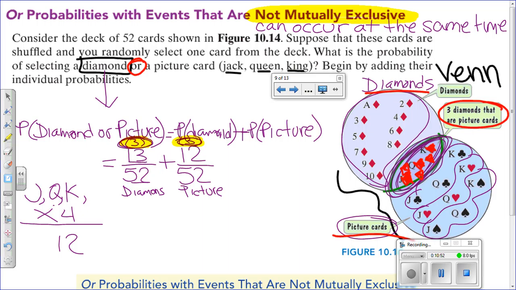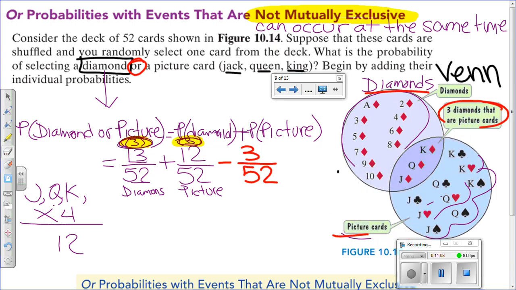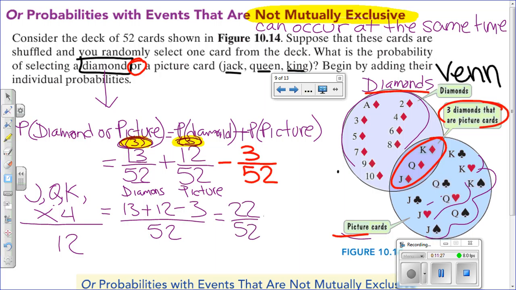So what we need to do is subtract them once. We're going to subtract how many were at the intersection originally, and that will be this 3 that I was talking about. Now we're going to put all of them under one fraction if you want to. So 13 plus 12 minus 3, everything over 52. So we will have 25 minus 3, so that will be 22 over 52. And of course, we can divide by 2, so that will be 11 divided by 26. And so that will be our final answer.